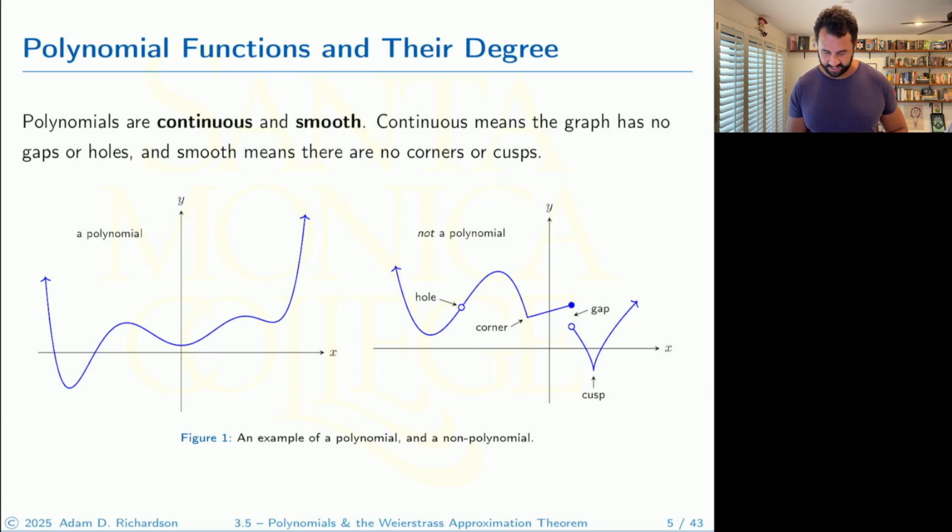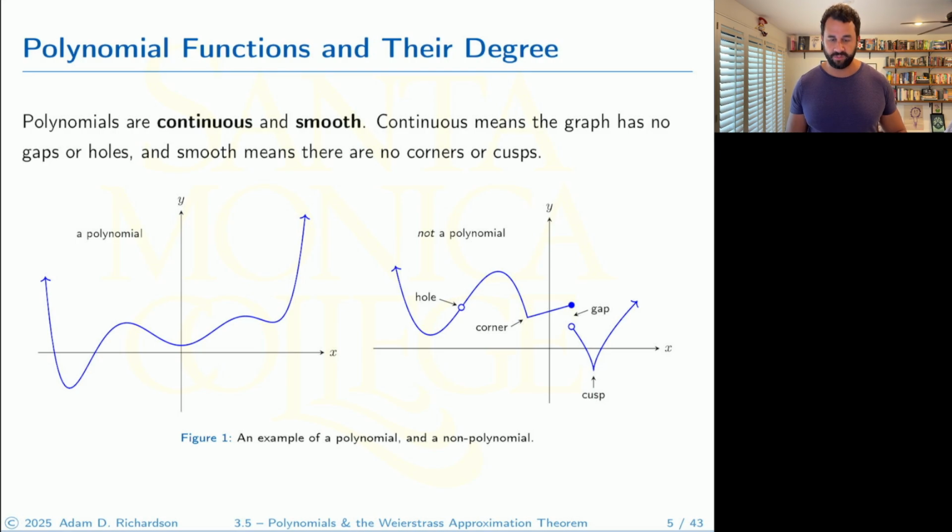I've got some examples here. Here you've got a corner. That corner makes the graph not a polynomial, not the graph of a polynomial. This gap, this discontinuity you see there, that makes it not a polynomial. This is what we call a cusp. It's kind of a sharp needle point. That also is not a polynomial. That's what makes it not a polynomial.